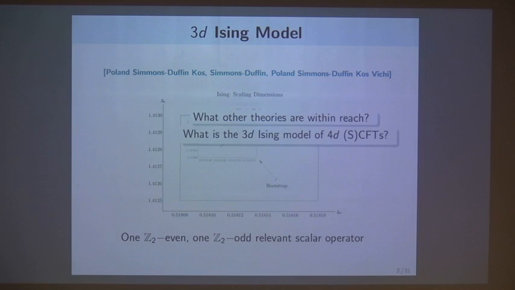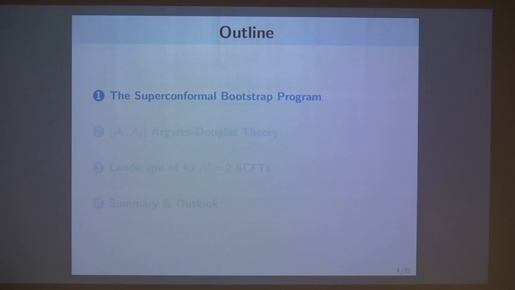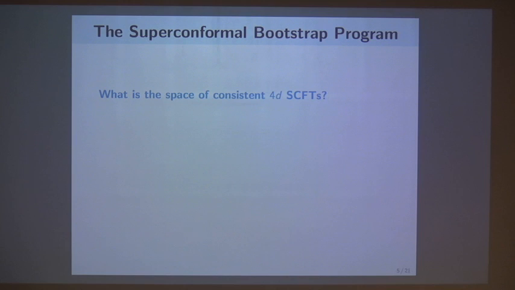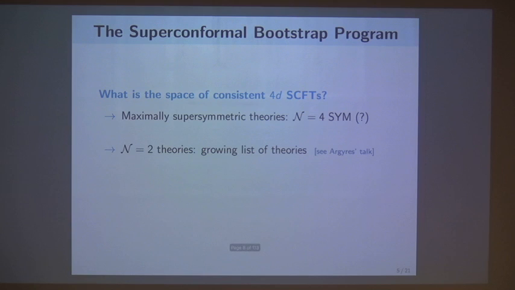To answer that, let me start by taking a step back and reminding you of what our goals and hopes and dreams are. So a very ambitious question that we would like to answer is, what is the space of consistent four-dimensional superconformal field theories? As Clay said, we believe we have the answer for maximally supersymmetric theories. We think N=4 super Yang-Mills is all there is. Of course, it would be very nice to prove that there are no exotic theories, but we are a bit happy.